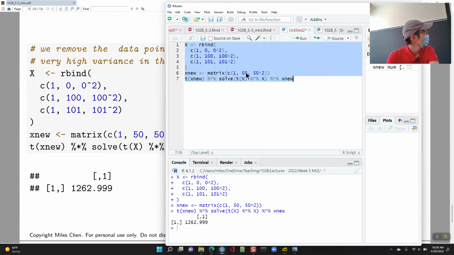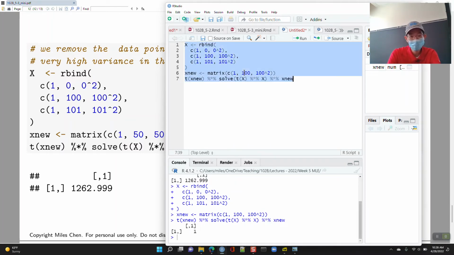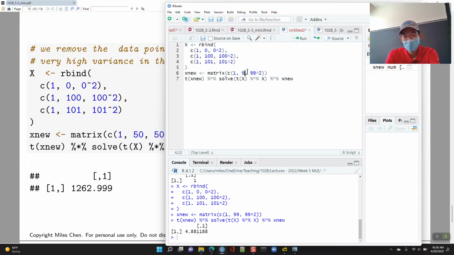1263 here. If my new observation is at 100, now the amount of variation is just 1. Quite a difference. And again, if I do it at 101, no change there. If I do it at 99, now we can see there's going to be a little bit more variation. And as I get farther away from these endpoints, the amount of variation gets bigger and bigger.